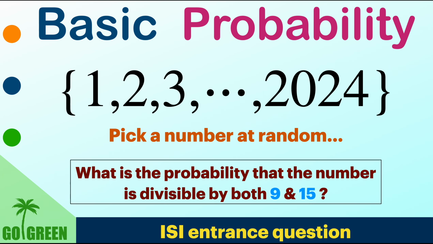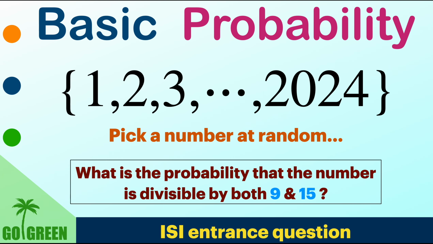Okay, so a list is given, a list of 2024 numbers, so 1, 2, 3 till 2024, and you have to draw a number from this list at random. And the question is, what is the probability that the number which you picked randomly is divisible by 9 and 15 both? Okay, so this is the question.